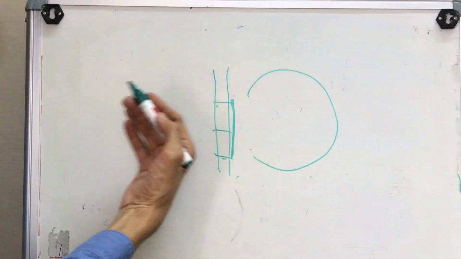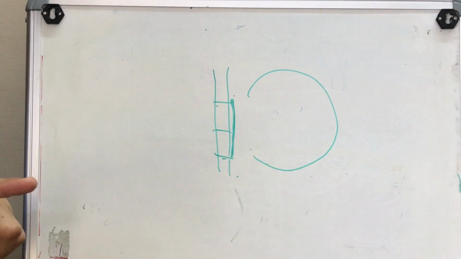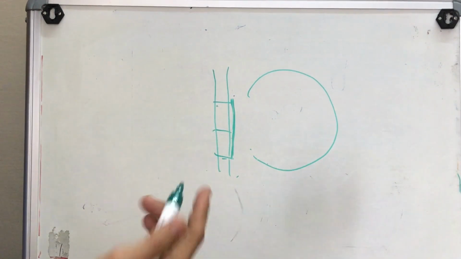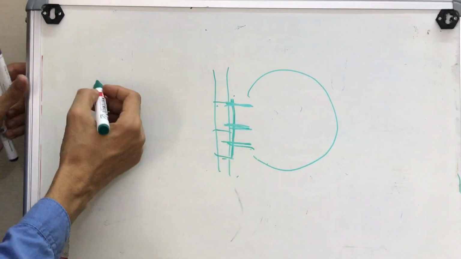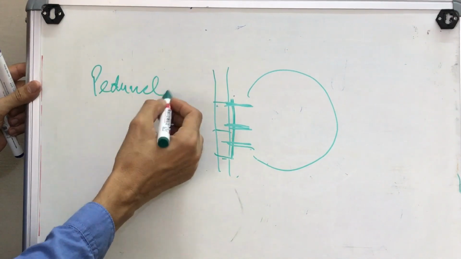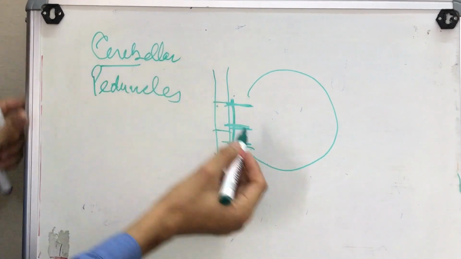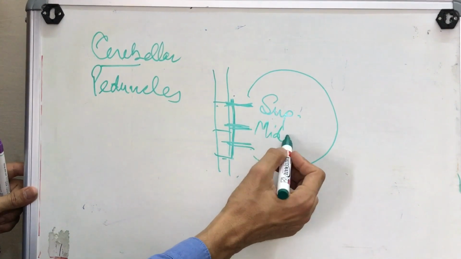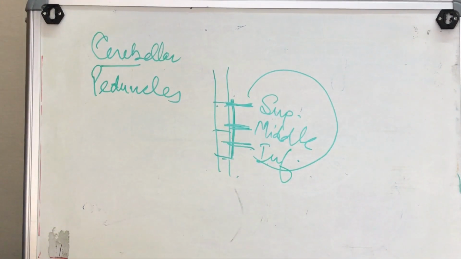There are three pathways through which the cerebellum is connected with the rest of the nervous system, and these three pathways are known as cerebellar peduncles. Based on their location they are called the superior cerebellar peduncle, the middle cerebellar peduncle, and the inferior cerebellar peduncle.